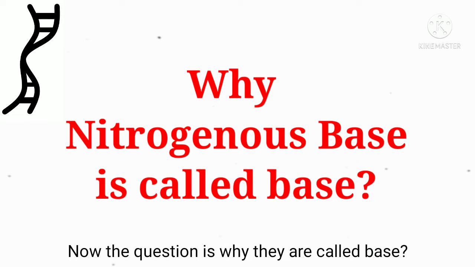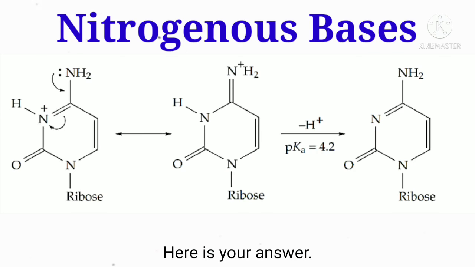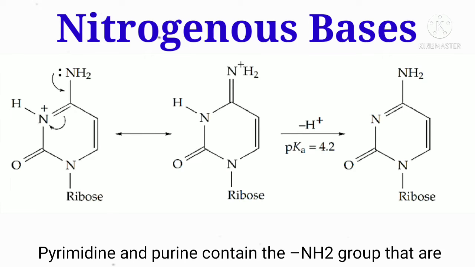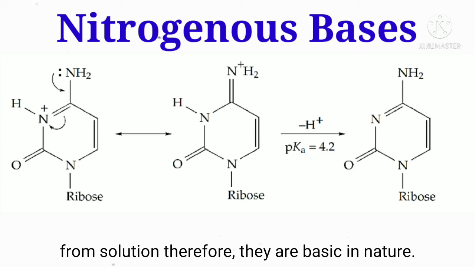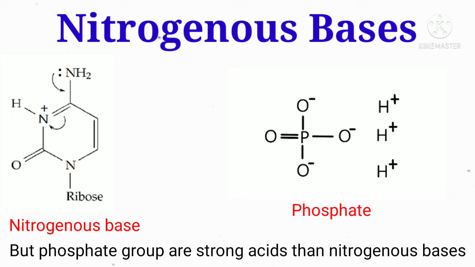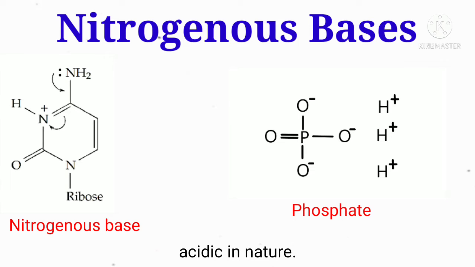Now the question is why they are called bases and why the presence of the phosphate makes DNA acidic. Here is your answer. Pyrimidine and purine contain amino groups that are weakly basic, and the nitrogen atoms of purine and pyrimidine tend to take a proton from solution. Therefore, they are basic in nature. But phosphate groups are stronger acids than nitrogenous bases are bases. That's why the overall charge of DNA is negative and acidic in nature.